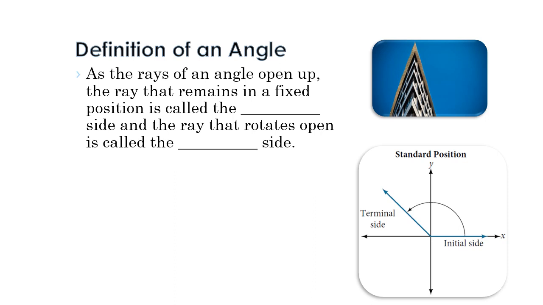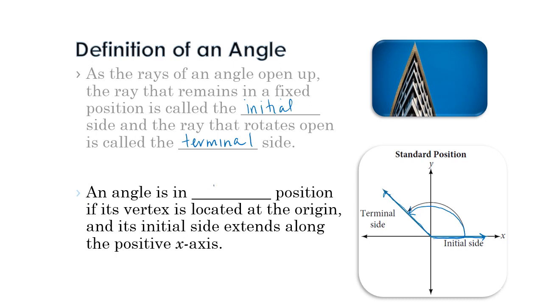So as the rays of an angle open up, the ray that remains in a fixed position is called the initial side. And the ray that rotates open is called the terminal side. So you can see here, if this angle started here and it opened up to here, that's why that arrow goes in that direction. So where it ends is called the terminal side.